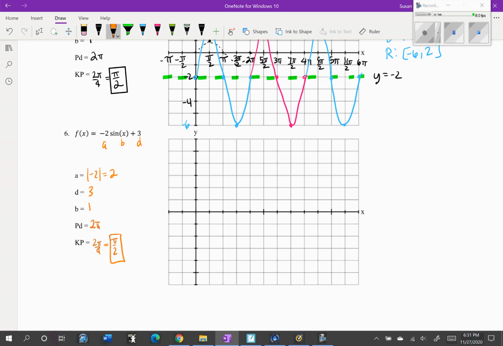So that negative, what does it do to my graph? Remember, that's going to reflect across the x-axis. So on my graph, I'm going to count by my key points. So pi over 2, pi, 3 pi over 2, 2 pi, 5 pi over 2. I'm just using the values from above if it helps you. 3 pi, 7 pi over 2, 4 pi, 9 pi over 2, 5 pi, 11 pi over 2, and 6 pi.